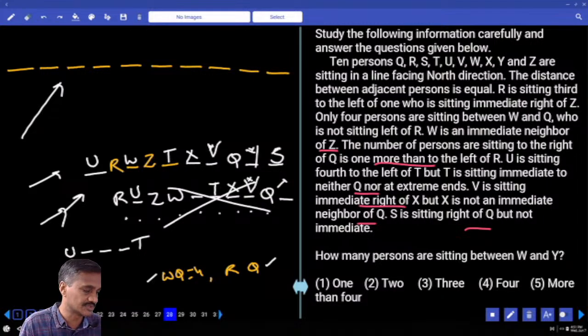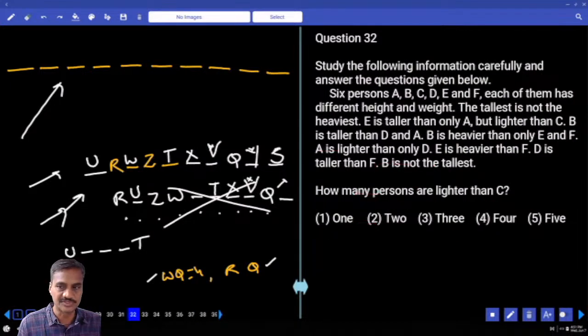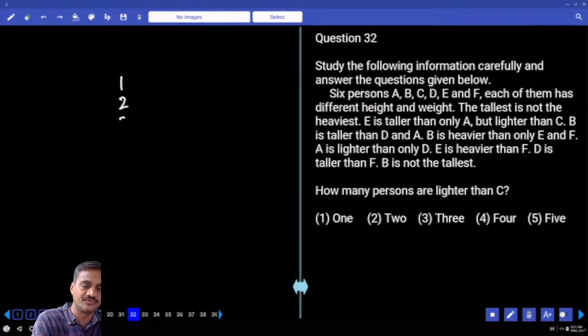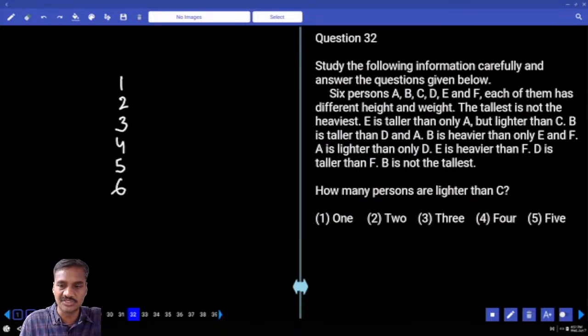Now, this is about question numbers 28 to 31. Then 32 to 34, and it is based on comparison. There are 6 persons A, B, C, D, E and F. Each of them has a different height and weight. Clear? Now these 6 persons have different height and weight. The tallest is not the heaviest.